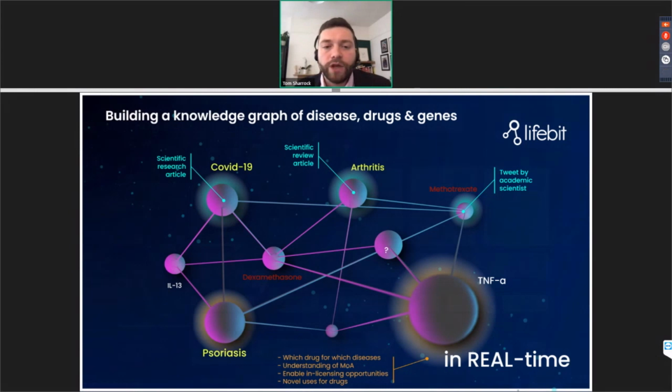And in addition to that, we can also then look at the drugs mentioned here for these particular diseases, and the genes and proteins which are important, and start building a knowledge graph of disease, drugs, and genes. And we do this in real time, and it enables companies to basically understand which drugs can be used and are in development for which diseases. It provides an understanding of mechanisms of action for these diseases as well, and also enables in-licensing opportunities and novel uses for drugs that have previously not been thought of before.